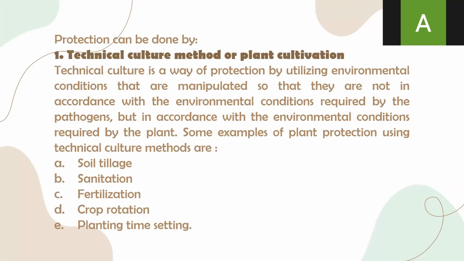Technical culture is a way of protecting by utilizing environmental conditions that are manipulated so that they are not in accordance with the environmental conditions required by the pathogens, but in accordance with the environmental conditions required by the plant. Some examples of plant protection using technical culture methods are: soil tillage, sanitation, fertilization, crop rotation, and planting time setting.